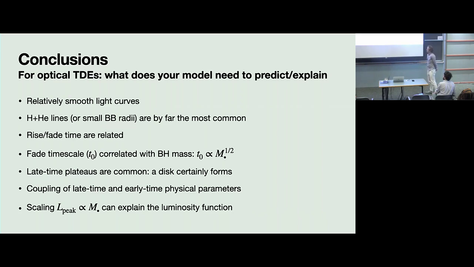And late time plateaus are common, so we certainly have an accretion disk at late times. But then at the same time, the properties of this accretion disk, like inclination or stellar mass, are also related to the early time data, so that's very exciting. And finally, if you have a linear scaling, we can explain all the luminosity functions.